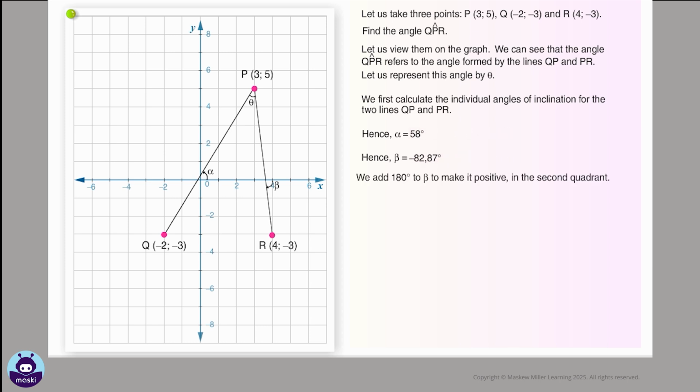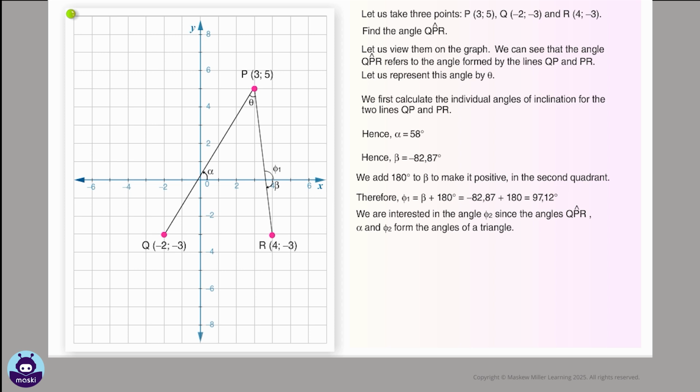We add 180 degrees to beta to make it positive in the second quadrant. Therefore, pi 1 is equal to beta plus 180 degrees, which is equal to negative 82.87 plus 180, which is equal to 97.12 degrees. We are interested in the angle pi 2, since the angles QPR, alpha, and pi 2 form the angles of a triangle. Pi 2 can be found as 180 degrees minus 97.12 degrees, which is equal to 82.87 degrees, as pi 1 and pi 2 are angles in a straight line.